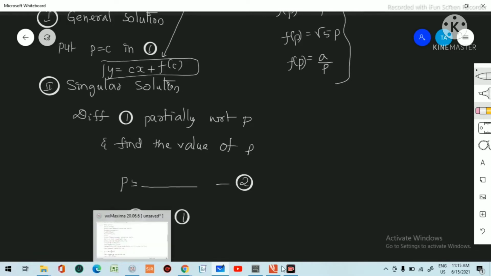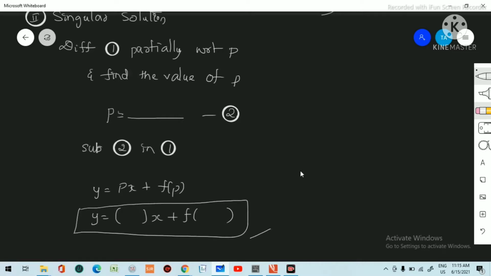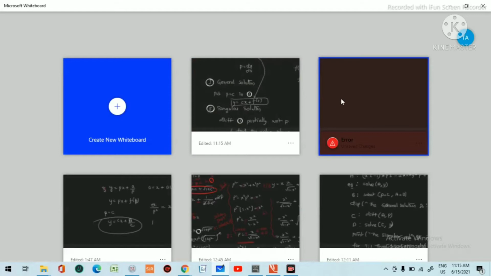Are you getting my point? Substitute the p value, that is, substitute 2 in 1. So 1 will be in the form of whatever you have in place of p. Here you had px plus f of p in equation 1. In place of p, whatever value you are getting, just substitute those values here. That will be your singular solution. Is it fine? Yes, sir. So you just have a rough idea now. When we solve the problem, you will come to know in detail. First problem.